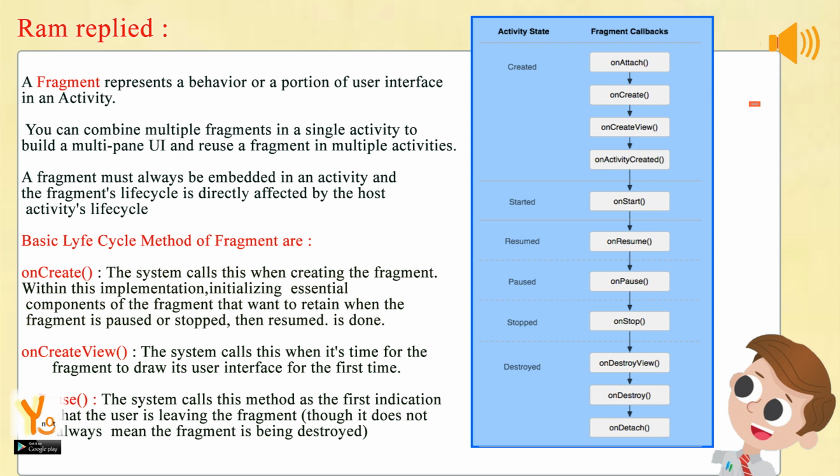The system calls this when creating the fragment. Within this implementation, you initialize essential components of the fragment that you want to retain when the fragment is paused or stopped, then resumed. onCreateView: the system calls this when it's time for the fragment to draw its user interface for the first time. onPause: the system calls this method as the first indication that the user is leaving the fragment, though it does not always mean the fragment is being destroyed.